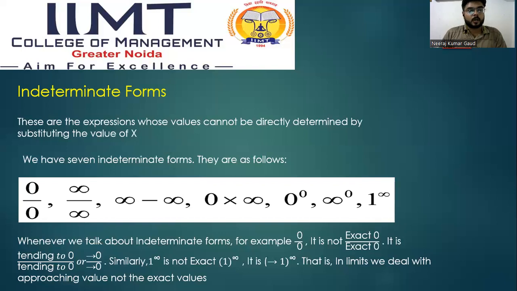Whenever we talk about an indeterminate form, for example 0 upon 0, it is not exact 0 upon exact 0. It is tending to 0 upon tending to 0. Similarly, 1 to the power infinity is not exact 1 to the power infinity; it is tending to 1 to the power tending to infinity. That is, a limit deals with approaching values, not the exact values.